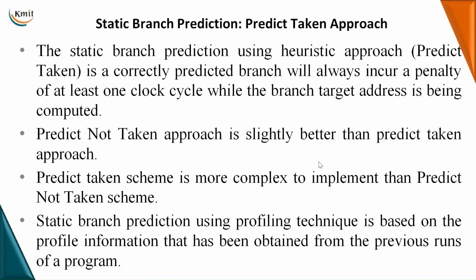For static branch prediction using the heuristic approach, in the predict taken approach we predict that the branch will be taken. It will always incur a penalty of at least one clock cycle, because the target address of the branch will be calculated only in the execute stage of the pipeline. By the time it is executed, at least one instruction will be fetched and decoded in the pipeline. If it is a two-stage pipeline, the penalty will be one clock cycle. If it is a four-stage pipeline, the penalty will be two clock cycles. So the predict taken approach always creates a penalty of at least one clock cycle while the branch target address is being computed.